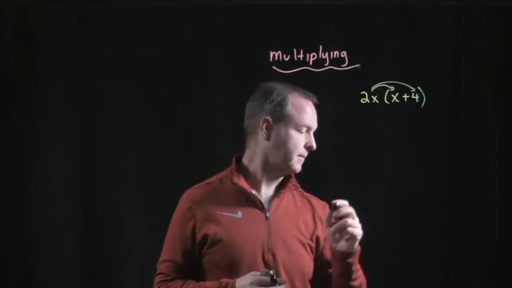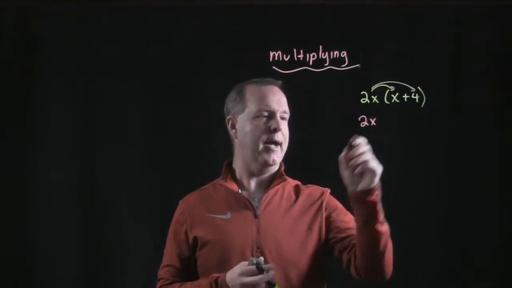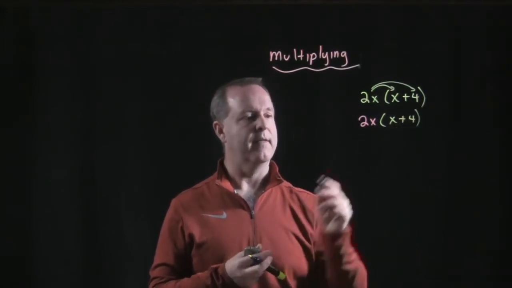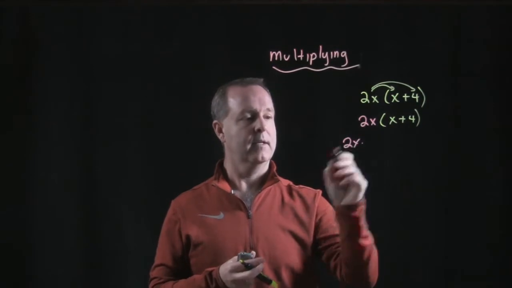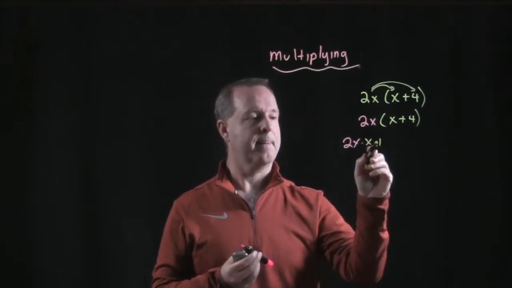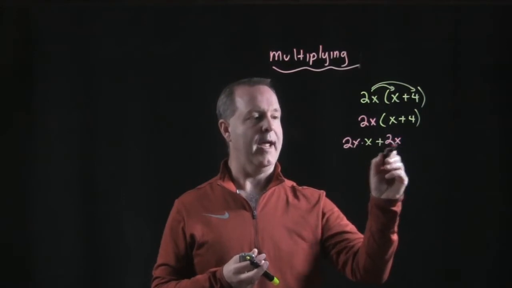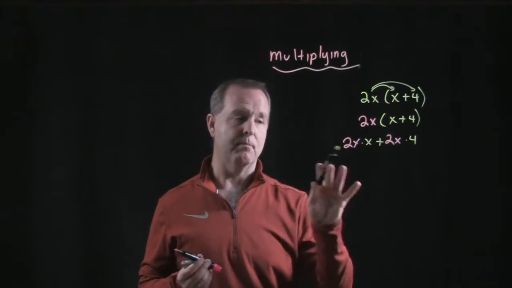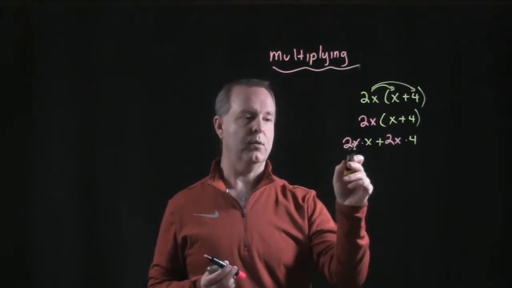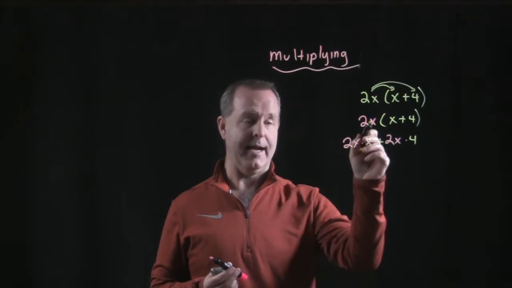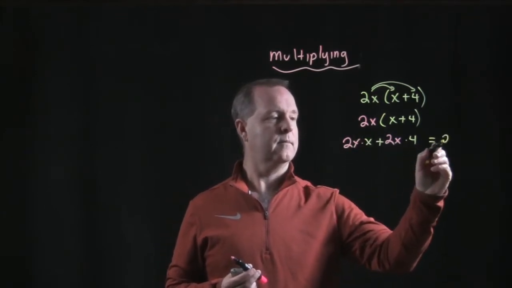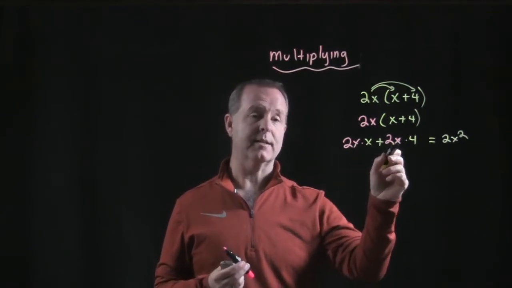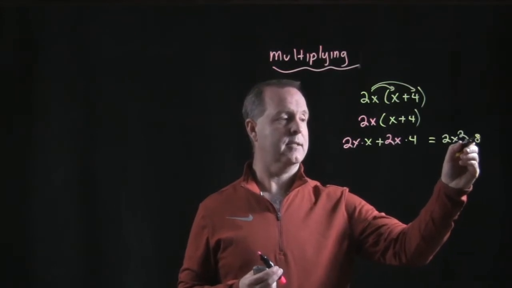So then I would have a 2x times an x plus 4, and that will look like 2x times x plus 2x times a 4. From there, if we remember how to multiply with bases, 2x times an x produces a 2x squared, because x times x makes an x squared, plus 2x times a 4 produces an 8x.